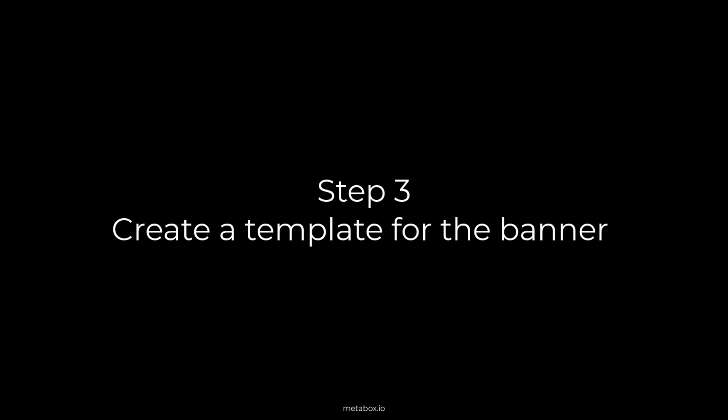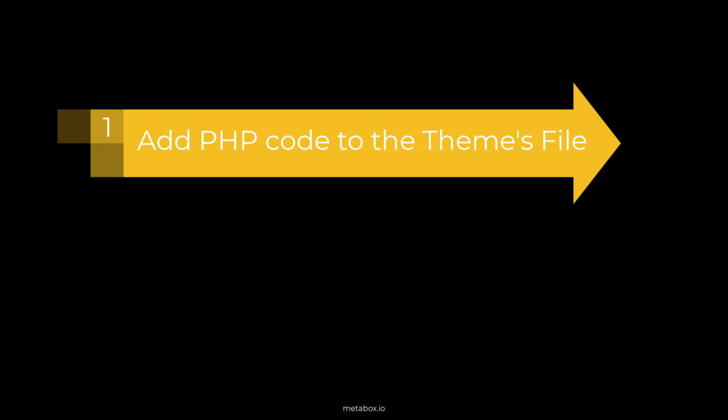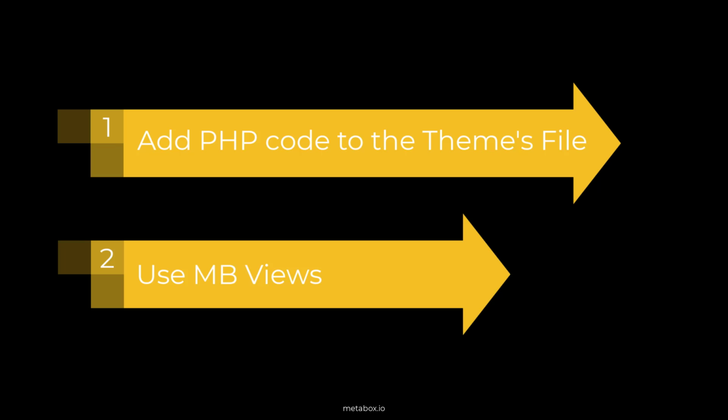We'll create a template and generate a shortcode for it to easily display the banner anywhere. There are two ways to do it. One is adding PHP code into the theme file. And another one is using the MB Views extension from Metabox. With the first one, if you change the theme, the template as well as the shortcode will be missed. Otherwise, using MB Views will ensure it always works. We'll go through both of these ways, then you can experience them all.